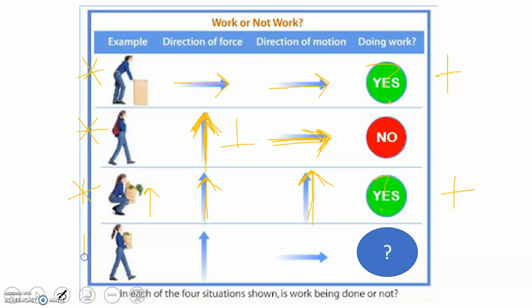All right. What about in our last example? You have a girl, she looks like she's just carrying the groceries. So she's using an upward force to keep the groceries up in her arms, but then she's walking to the right. Is she doing work? No, she's not. Again, it's a perpendicular relationship. Force and distance are not going the same direction, so no work is being done.